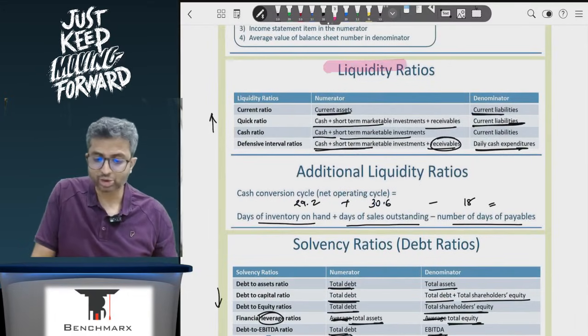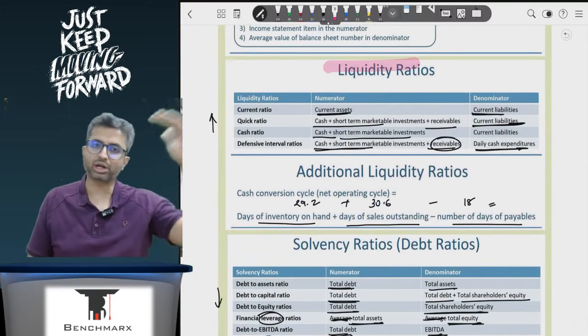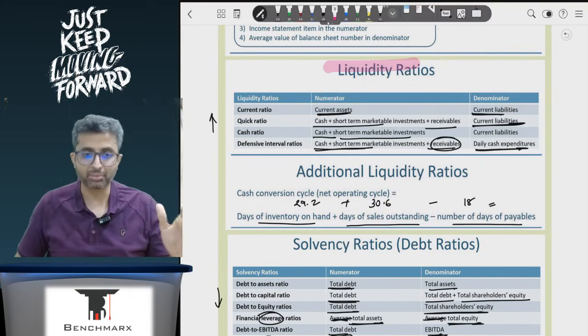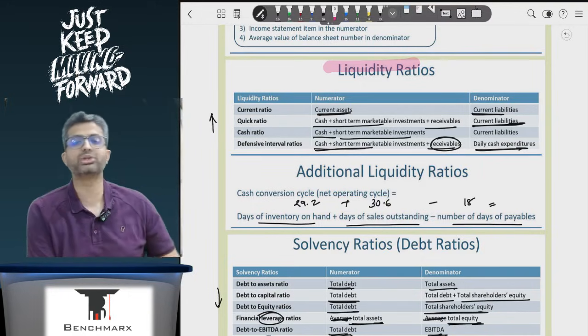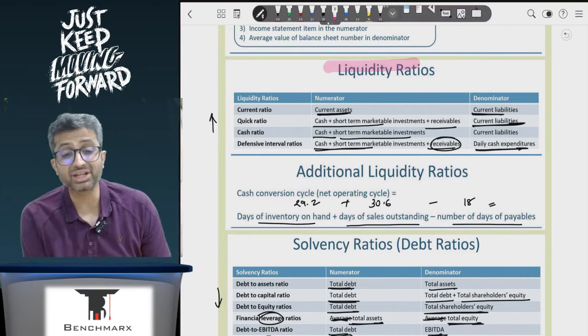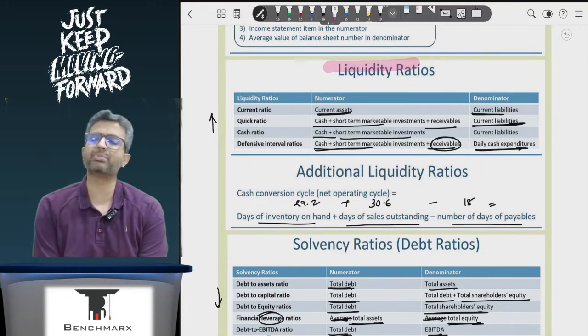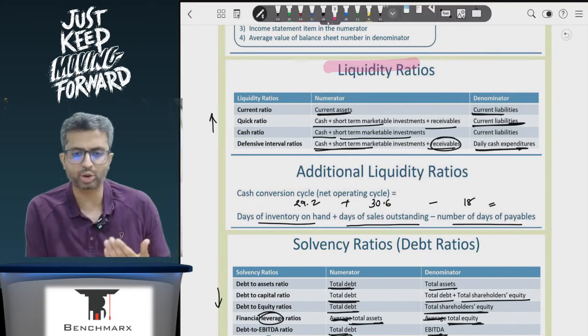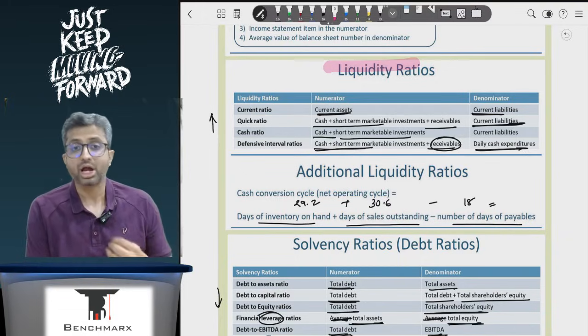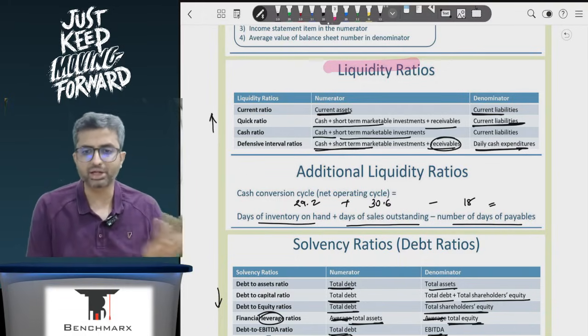Then you have liquidity ratios. The easiest, current ratio: current assets upon current liabilities. Higher the better, because that shows more liquidity, more safety. Quick ratio: you take quick assets, like you don't take inventory, you don't take prepaid expenses, because they are not quickly convertible into cash. So you take cash, you take bank, you take receivables, etc., and you divide it by the current liabilities.